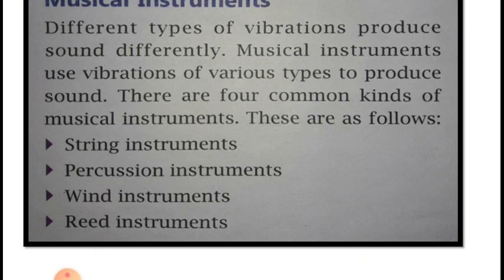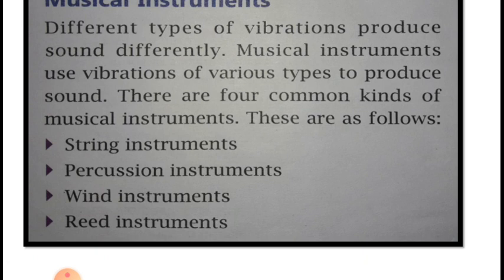And next one is about musical instrument. Different types of vibrations produce different sound. Musical instruments use vibrations of various types to produce sound. There are four common kinds of musical instruments. They are string instruments, percussion instruments, wind instruments, and reed instruments.